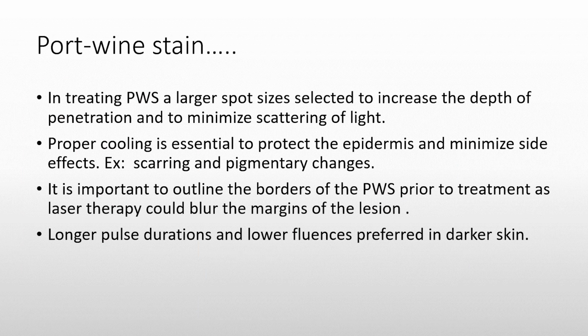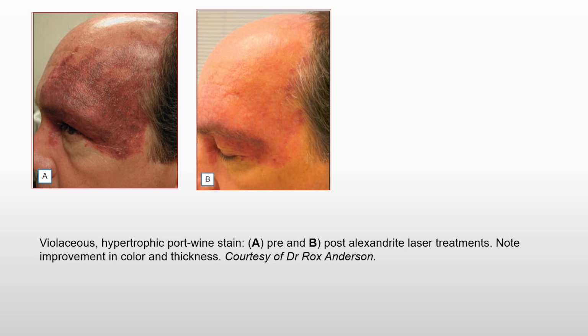A few points about port wine stain. In treating port wine stain, a large spot size is selected to increase the depth of penetration and to minimize the scattering of the light. Proper cooling is essential, and it is important to outline the borders of the port wine stain prior to treatment, because the treatment could blur the margins of the lesion. Long pulse duration and low fluence is preferred in dark skinned patients. This is a patient who has received alexandrite laser for a hypertrophic port wine stain, and you can see the significant outcome in the second picture.